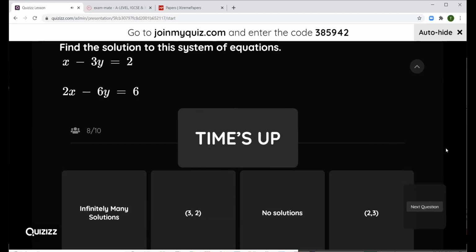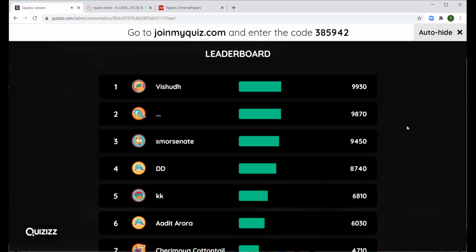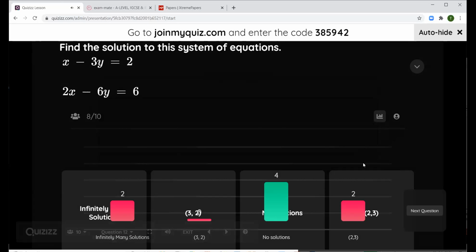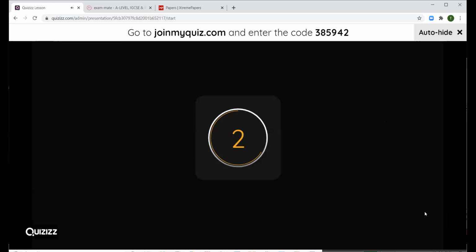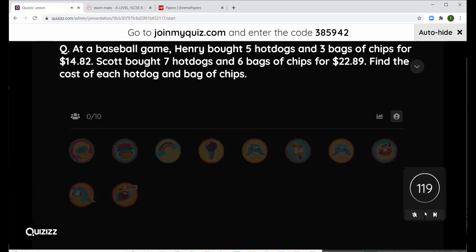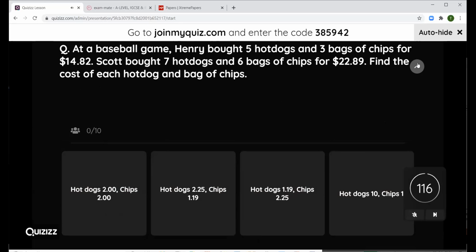Time's up. Let's see the results. Again, no change in the leaderboard. No solutions for these equations. By the way, you can draw these equations as a relation graph on the calculator, and you can see whether they are intersecting, parallel, or coinciding. So maybe these 2 lines are parallel lines. That's why they don't have any solution here. Next question. So here you have to make an equation and then find the solution.